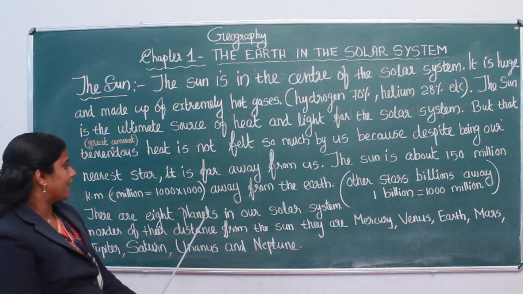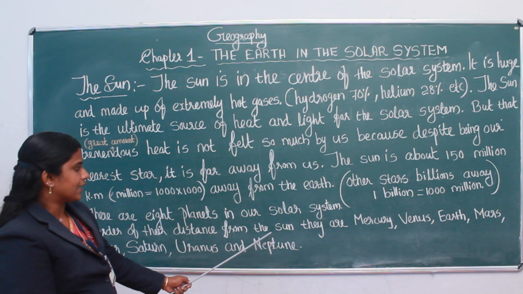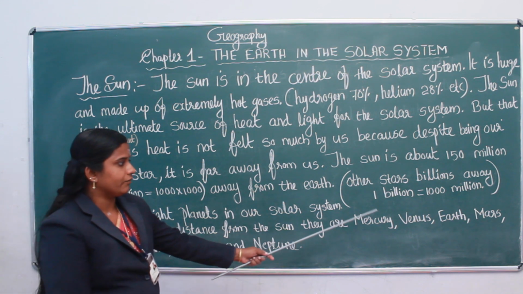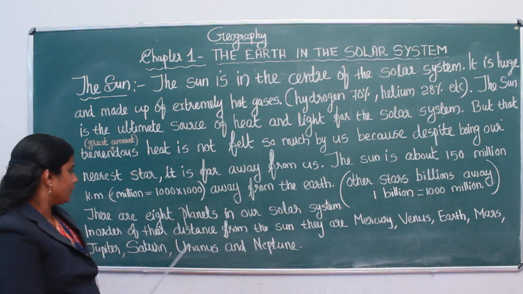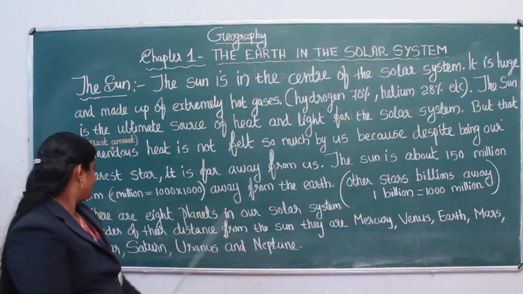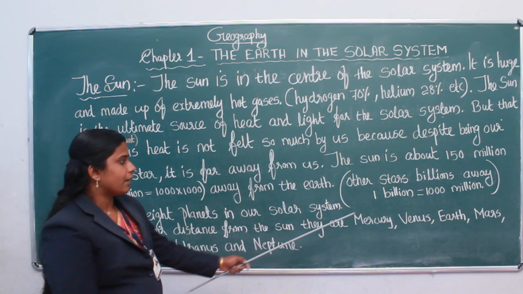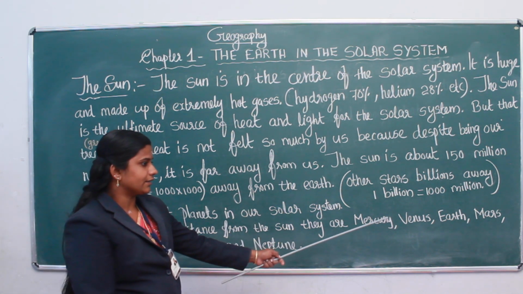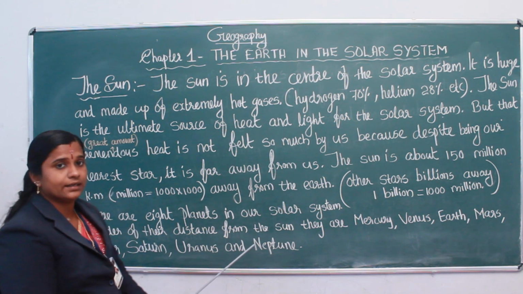There are 8 planets in our solar system. In order of their distance from the sun, they are Mercury, Venus, Earth, Mars, Jupiter, Saturn, Uranus and Neptune.